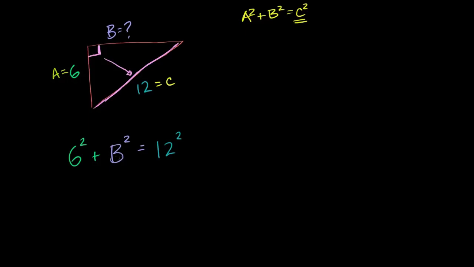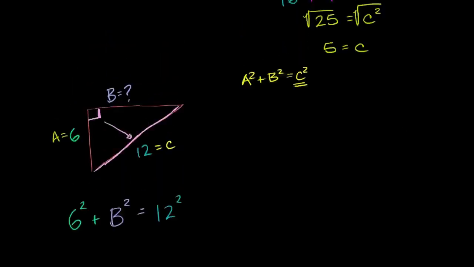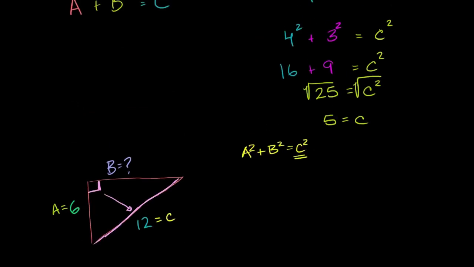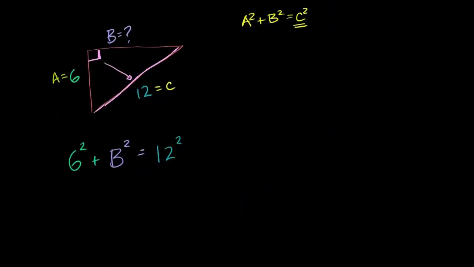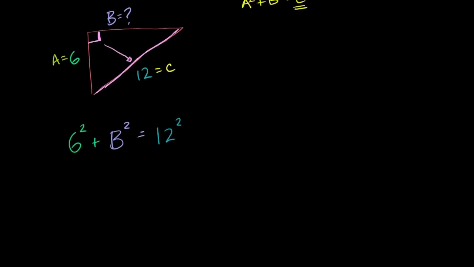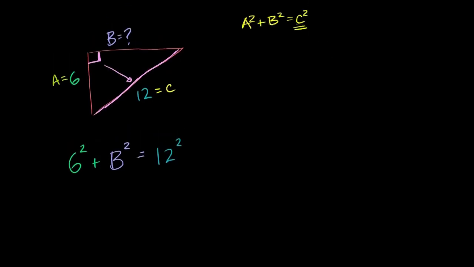And notice the difference here. Now we're not solving for the hypotenuse. We're solving for one of the shorter sides. In the last example, we solved for the hypotenuse. We solved for c. So that's why it's always important to recognize that in a squared plus b squared equals c squared, c is the length of the hypotenuse. Let's just solve for b here. So we get 6 squared is 36 plus b squared is equal to 12 squared, that's 12 times 12, is 144.